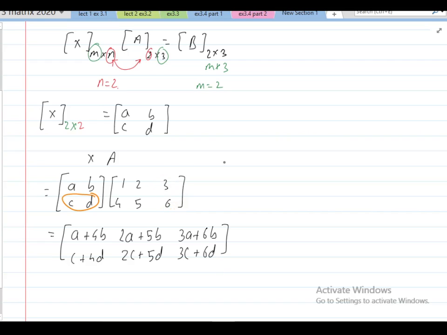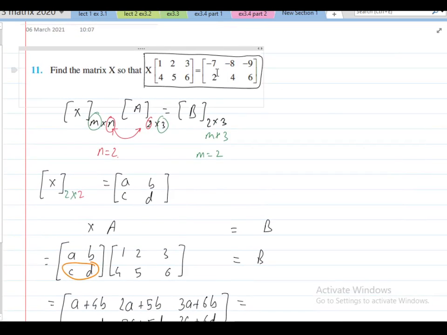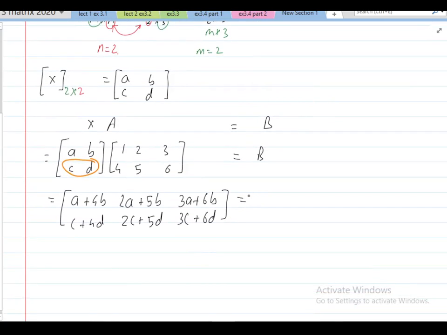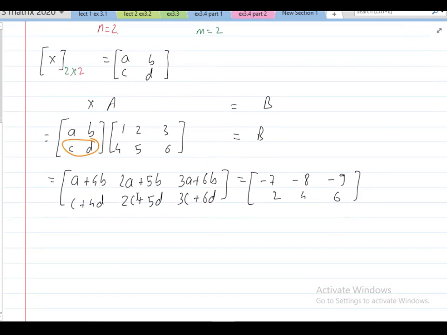Now X into A is equal to B. So let's put the value of B. What is B? This is minus 7, minus 8, minus 9, 2, 4, 6. Okay, let's compare the equations.